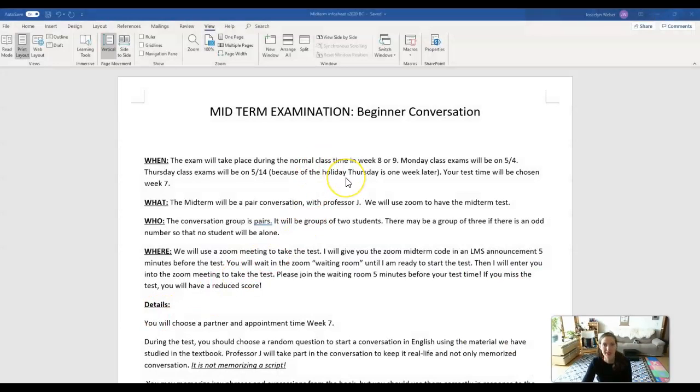Okay, so this is for beginner conversation class, and the exam, when? The exam time is during week 8. But Thursday, there was a holiday, so Thursday's class is week 9. If your class is Monday, then you will have the test on the 4th of May. But if you are Thursday class, it will be the 14th, because it's 1 week later with the holiday.